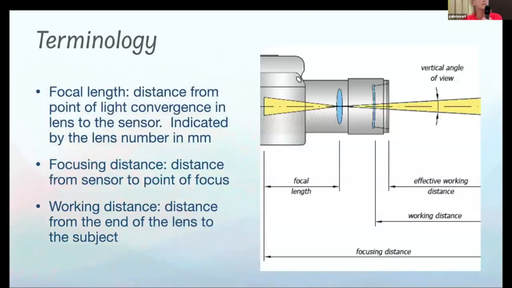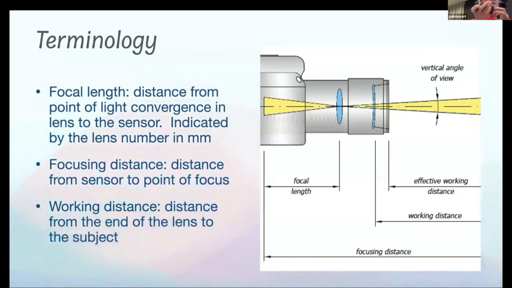So before we get any further, I just wanted to define a few terms that are commonly used with close-up photography. And probably the most important is focal length. Focal length defines your lens. So if you have a short, this is a 60 millimeter lens.